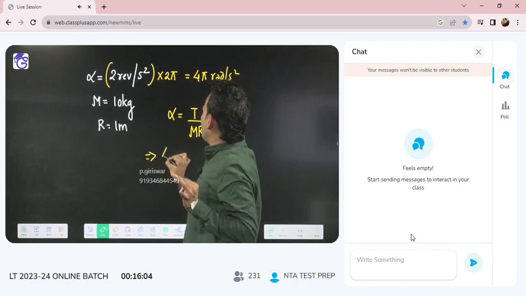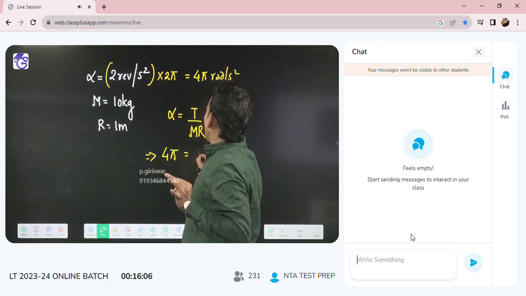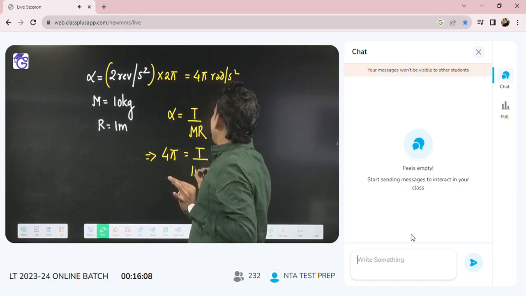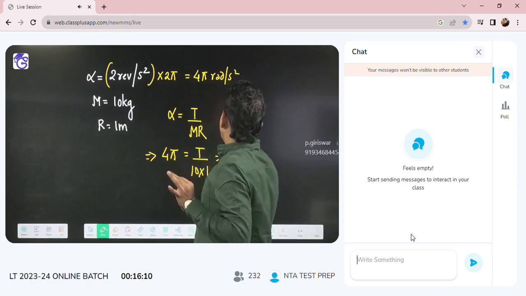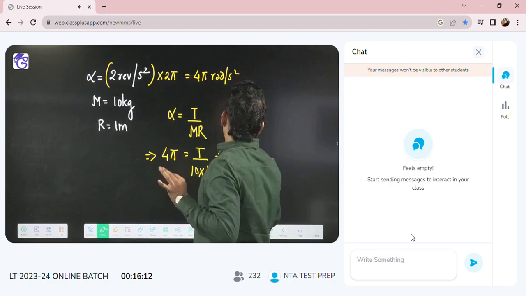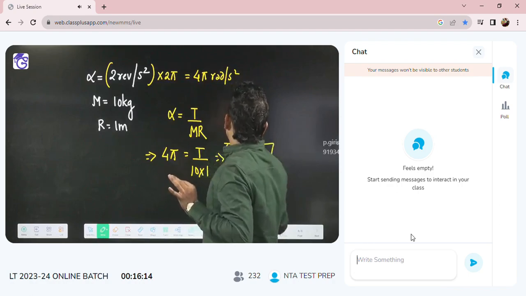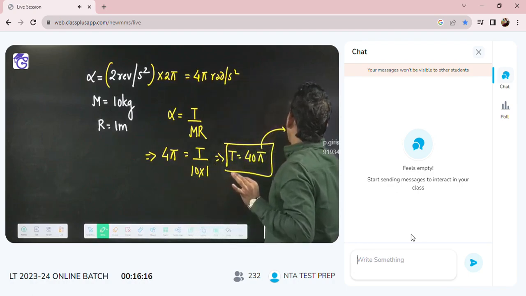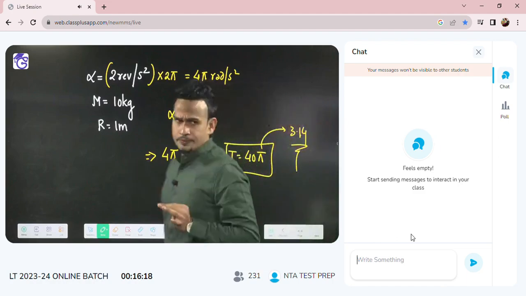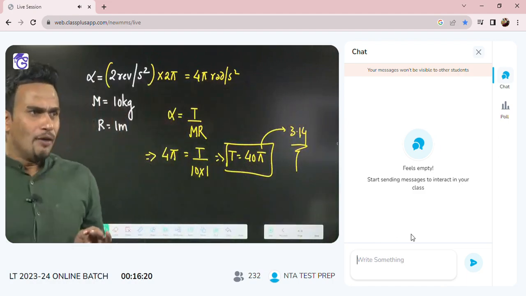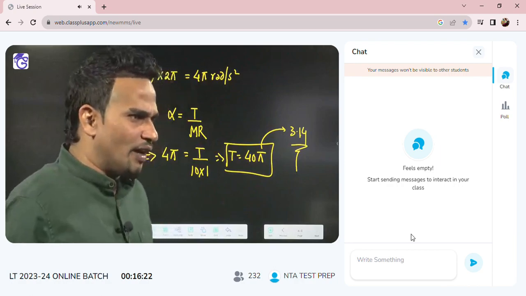Now you can use this value of alpha. Now alpha will become 4 pi. This will be equal to T by MR, M is 10, R is 1. So from here tension in the string will come 40 pi. If required, you can put the value of pi also as 3.14. Is it okay? Are you getting the idea where people made the mistake? Everyone realized the mistake?